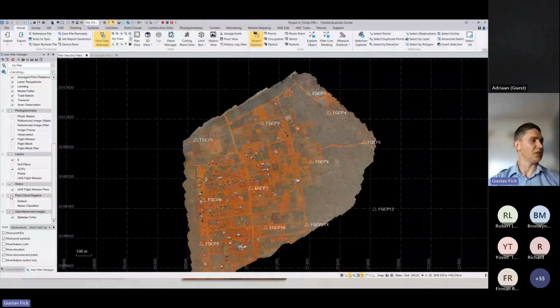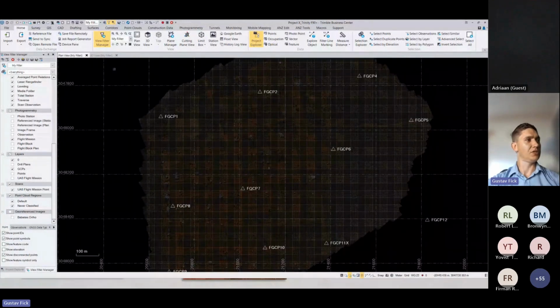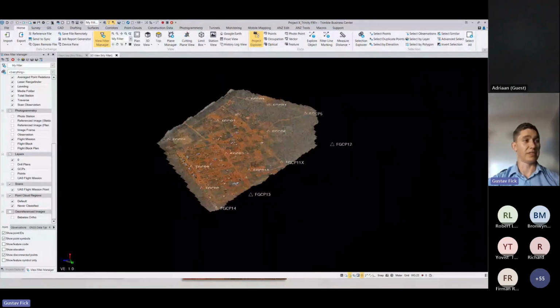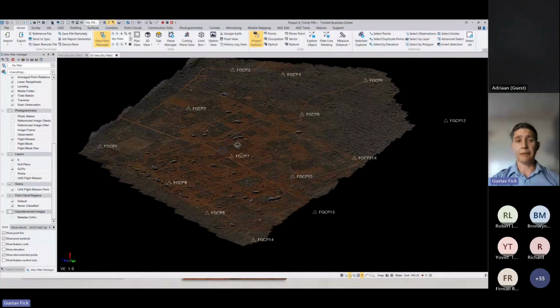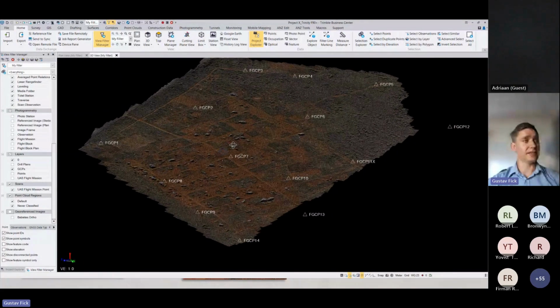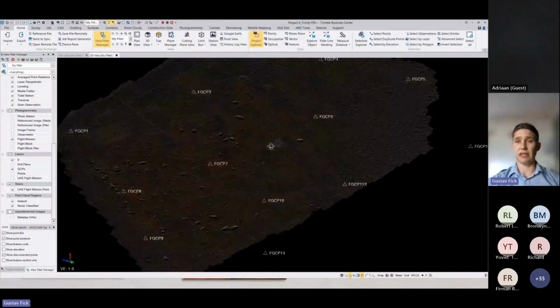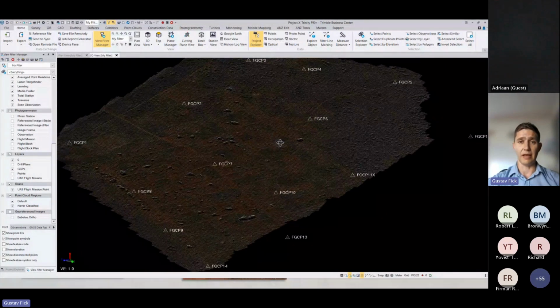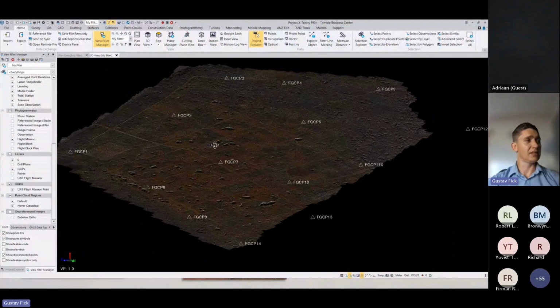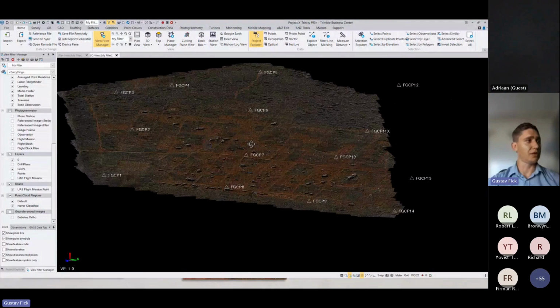Next up is to switch on our point cloud regions. What I've done is I've selected the low point cloud region, purely for the sake of time. Once again, depending on what you need to do, you just need to select the appropriate output. So in this instance, low resolution.